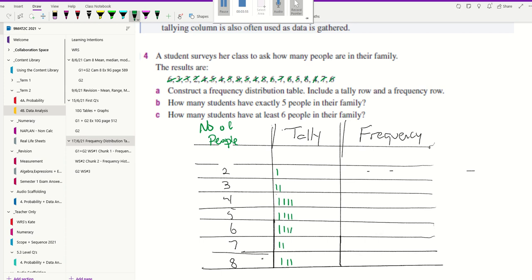Okay, so there's all my tallies. So now with the frequency, I'm just going to write the number down. So I've got 1, 2, 4, 4, 4, 2, 3. So that is what a frequency distribution table looks like. It's got what we're surveying, number of people in the family.